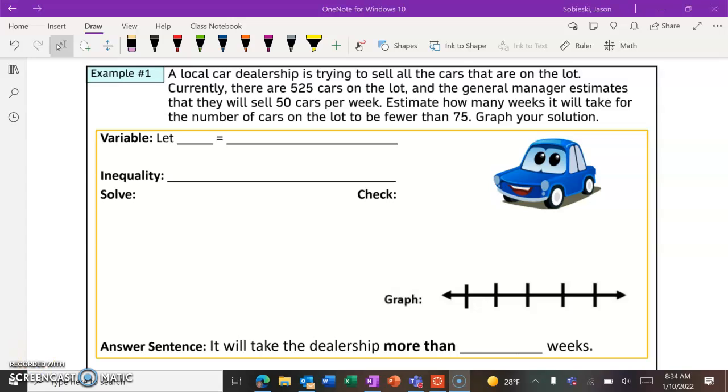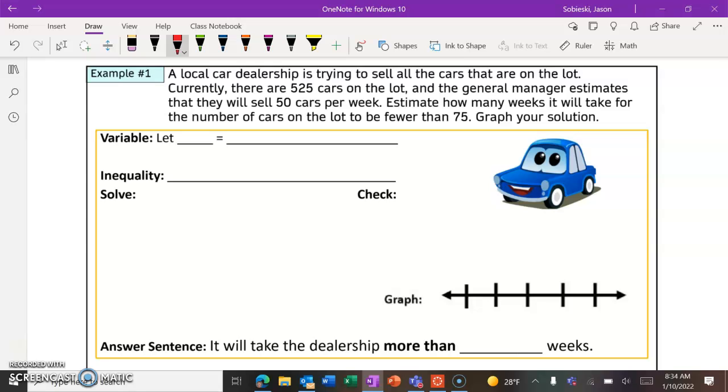Hey everybody, so in this video we're going to dive into some two-step inequality word problems. So please make sure as you watch this video that you're following along with these examples on your notes page, right? There's going to be some times where you can pause to finish off the problem, but just please make sure you're getting these down as you watch.